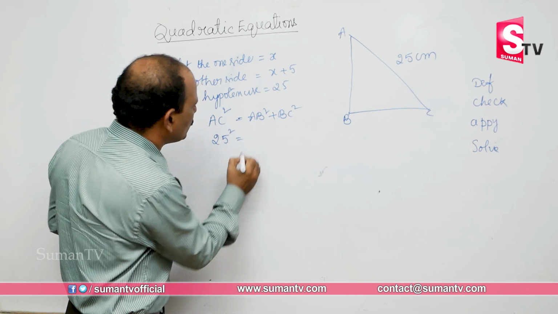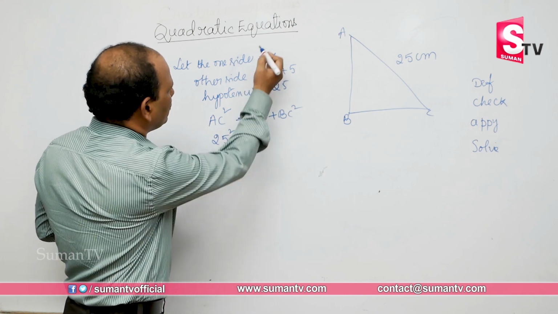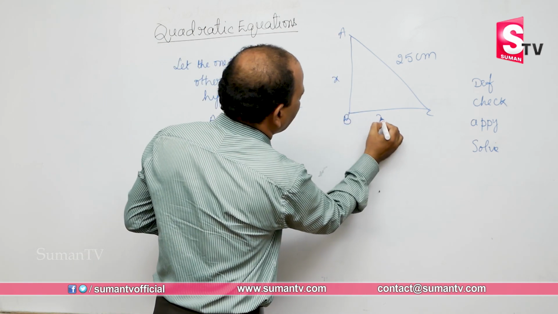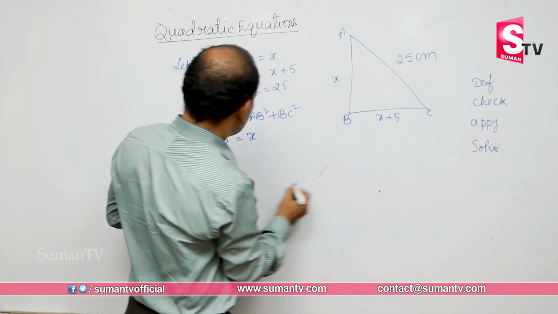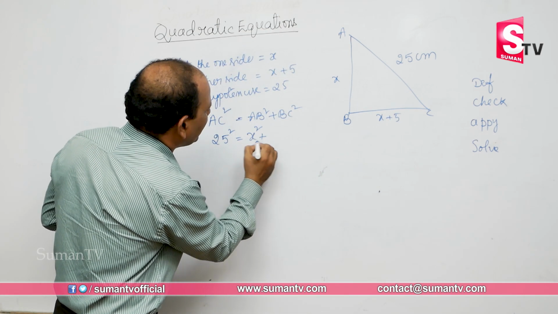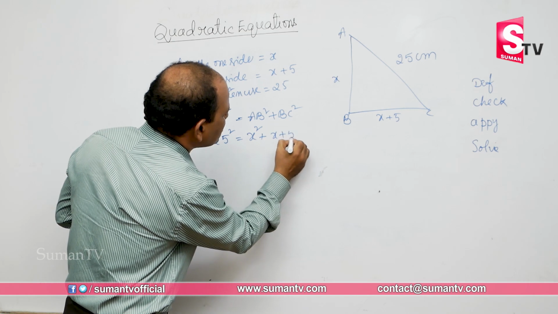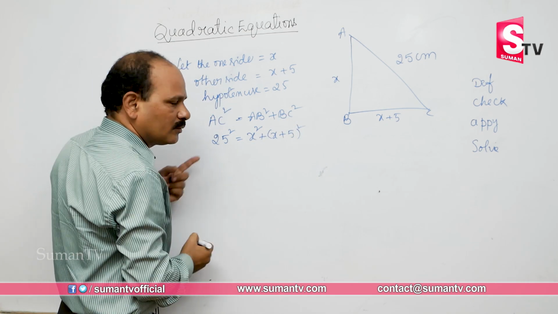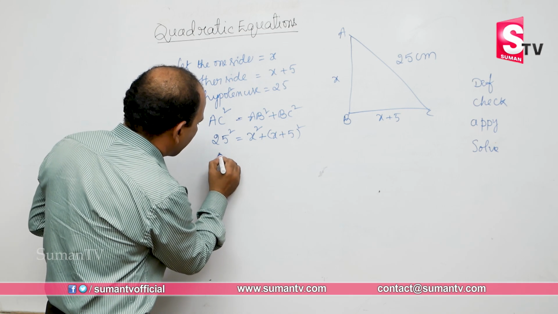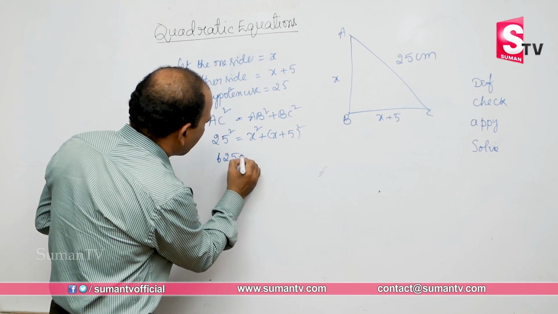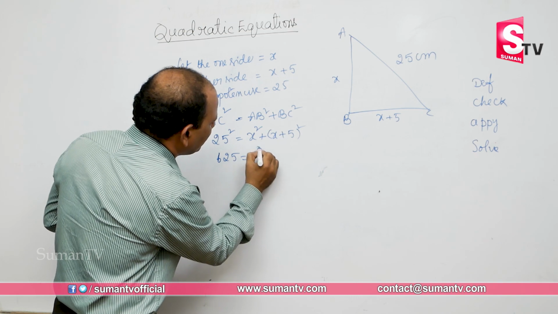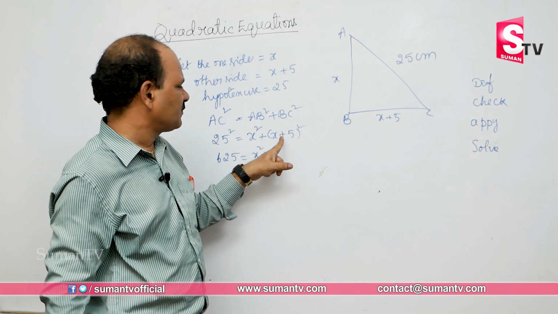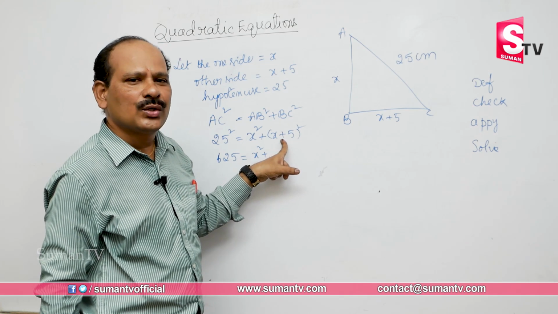25 square is equal to AB square. Let us say that is x. The other one is x plus 5. So x square plus x plus 5 whole square. 25 square, that is equal to 625. Now this x plus 5 whole square, we have to expand this term.